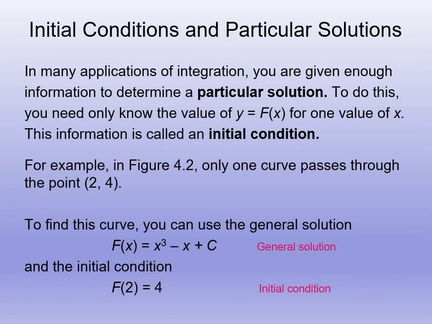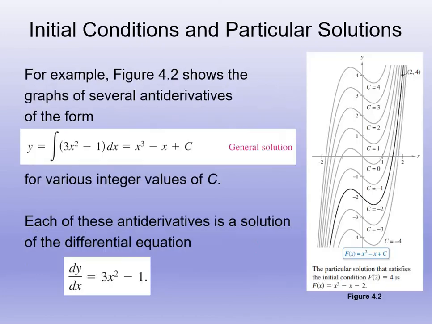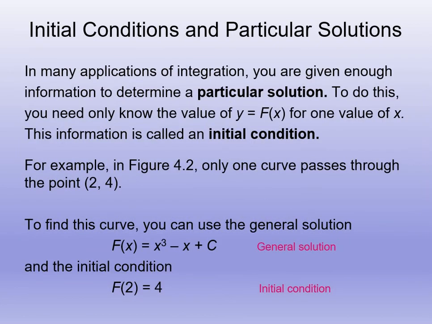Okay, that's finding the particular solution. The only way to find a particular solution is if you have initial conditions. Initial conditions tell you that a curve passes through a specific point. So in the example we just talked about, the curve passes through the point (2, 4). That's where I stepped through and used the figure here on the right hand side. Those are our initial conditions.